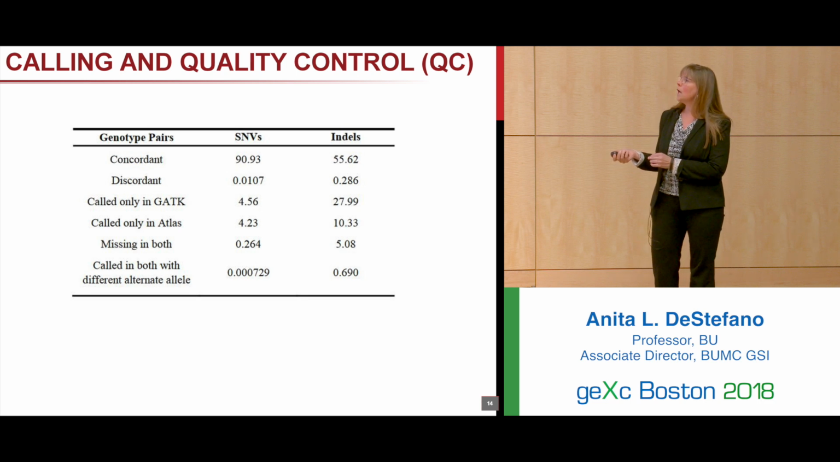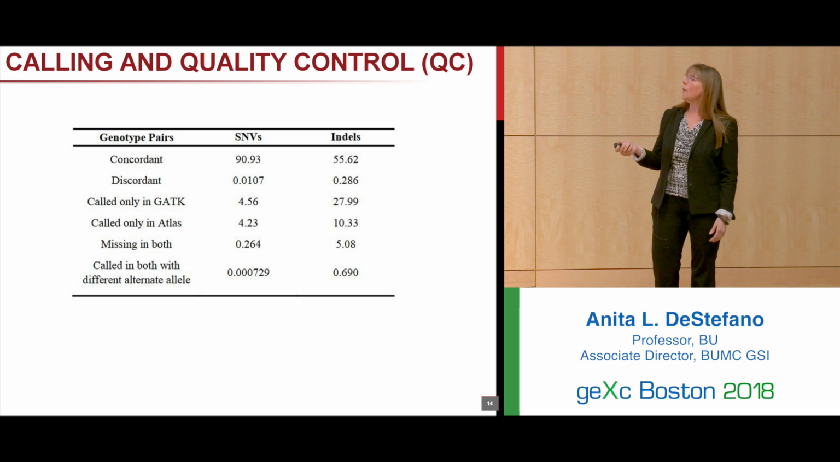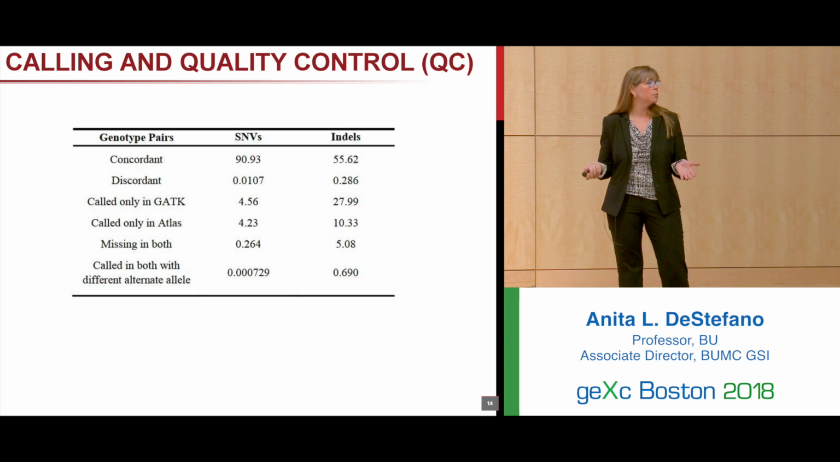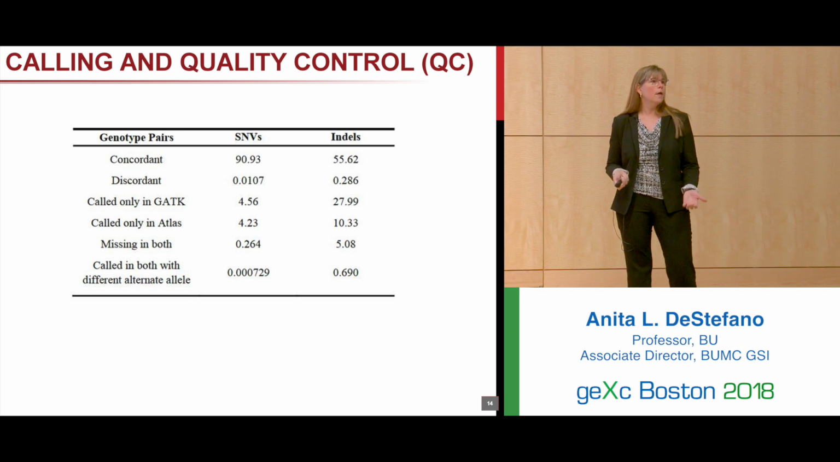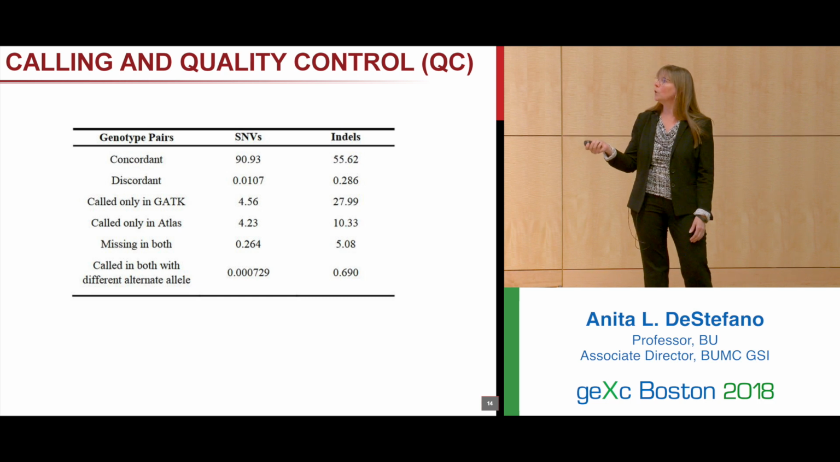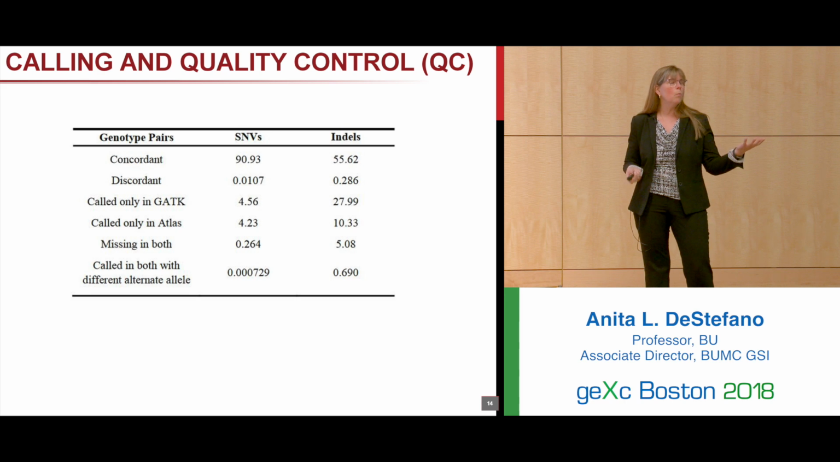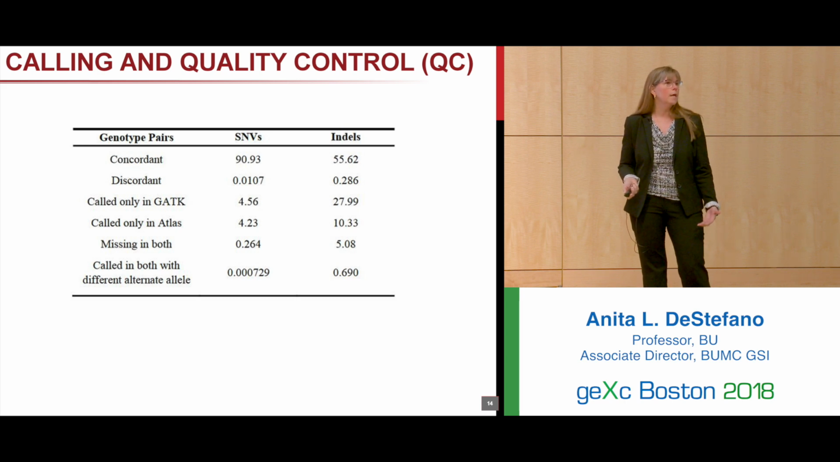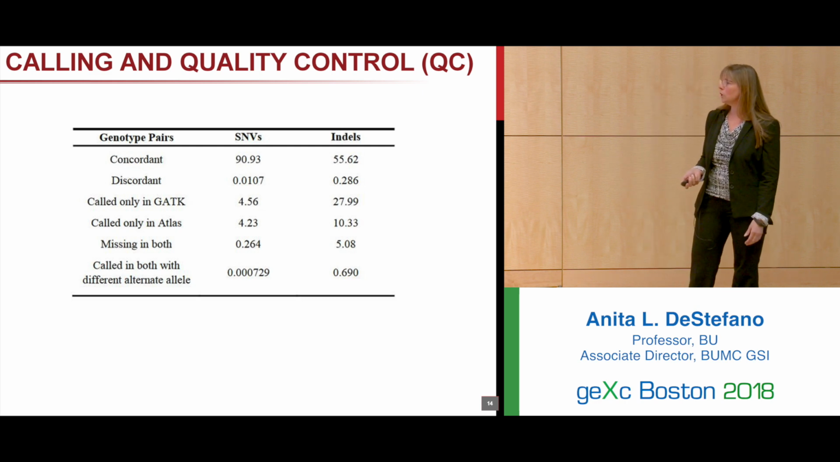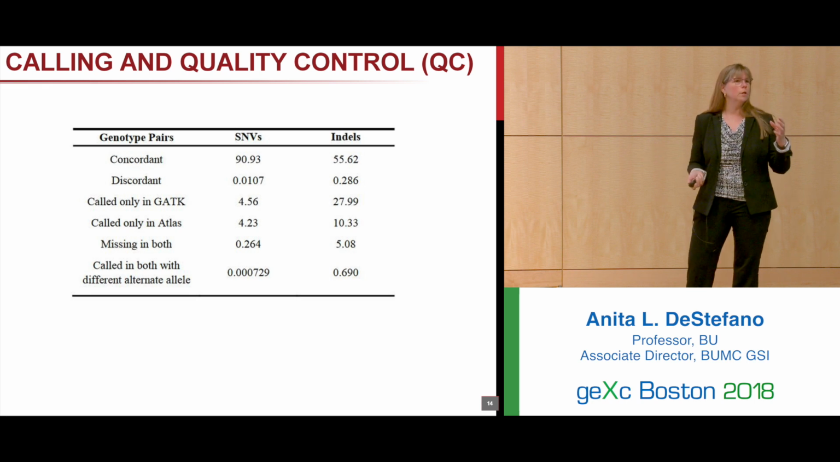So here, what we have is a comparison of genotypes split out by SNV variants and indels, and how, when we did that comparison, they fell out. So for the single nucleotide variants, roughly 91% of the genotypes were concordant between the two callers, and there was a very low percent that were discordant between the two. But what you did find is that there were variants that were called only by one caller or the other, and those represented roughly 9% of the genotypes over all of the calls. There was a small fraction of a percent of genotypes that were missing in both, and then there were very few, only a few hundred variants, where they were called by both callers but had a different alternative allele specified.